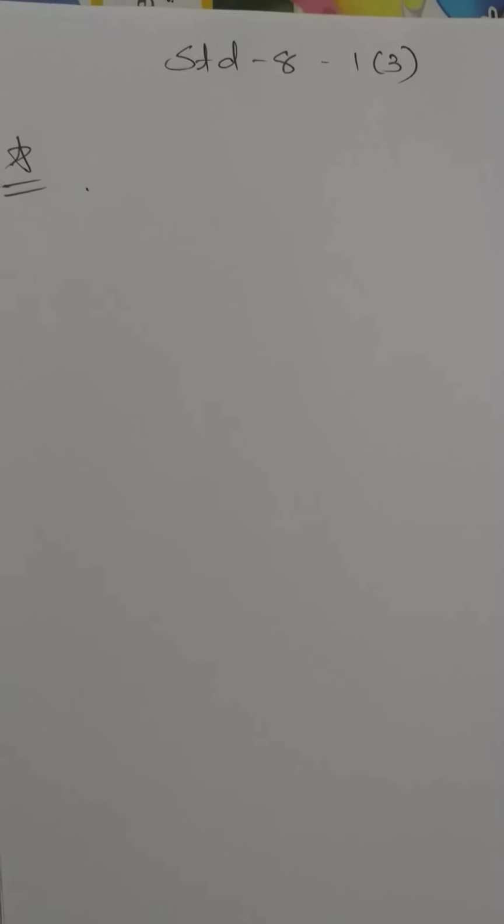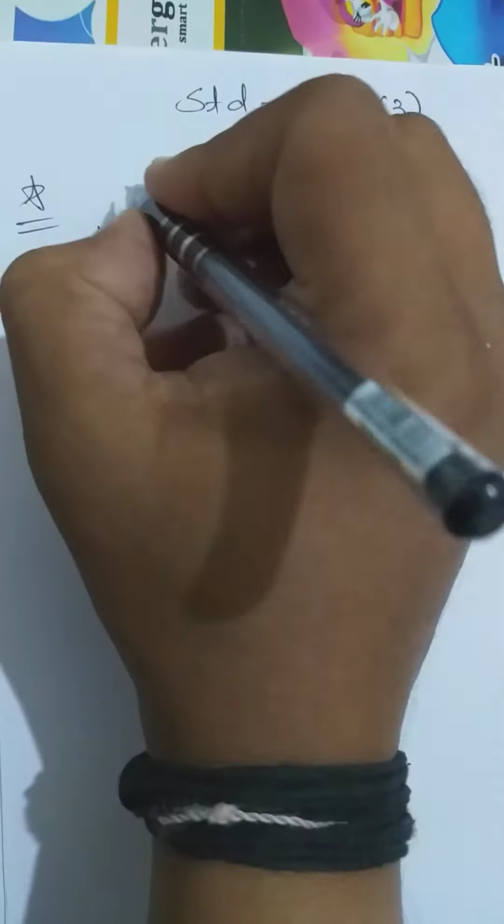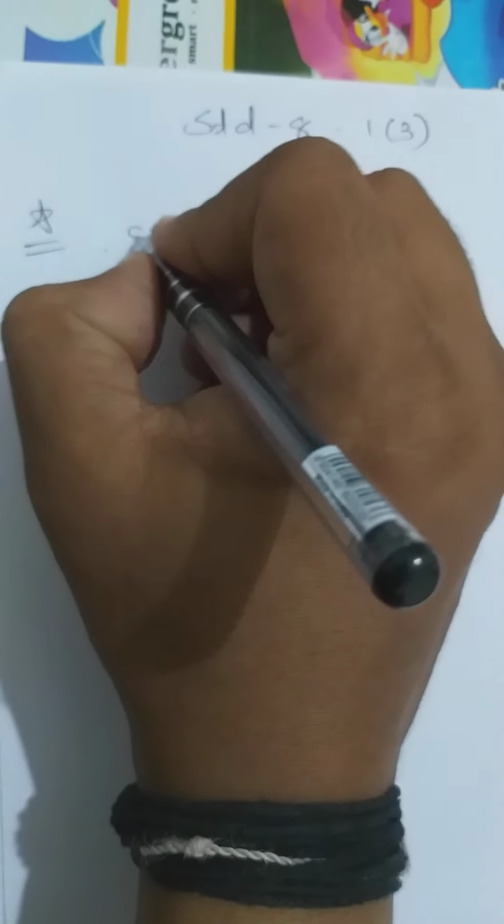In the last lecture, we have already seen rational numbers, numbers that can be written in the form p upon q, where q must not be equal to 0 and p and q are integers. Now we are seeing some rules that can be applied on rational numbers. First, let us see additive inverse.